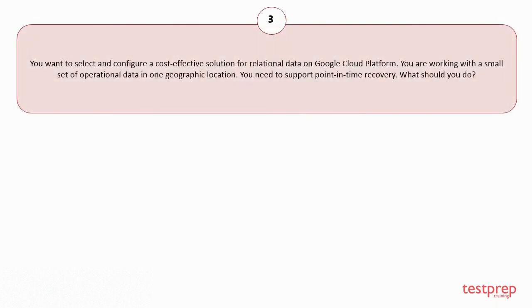Number 3. You want to select and configure a cost-effective solution for relational data on Google Cloud Platform. You are working with a small set of operational data in one geographic location. You need to support point-in-time recovery. What should you do?